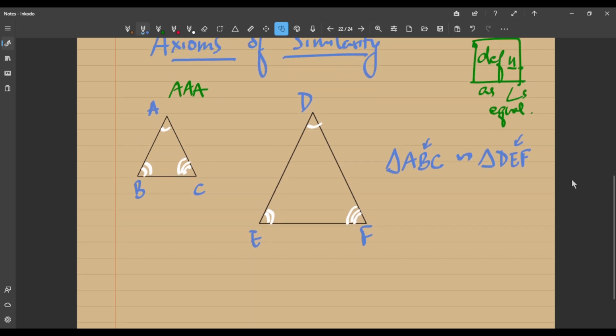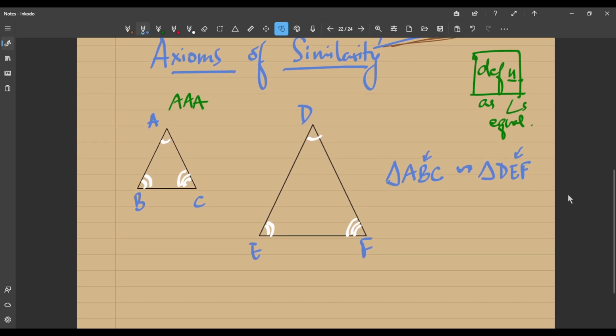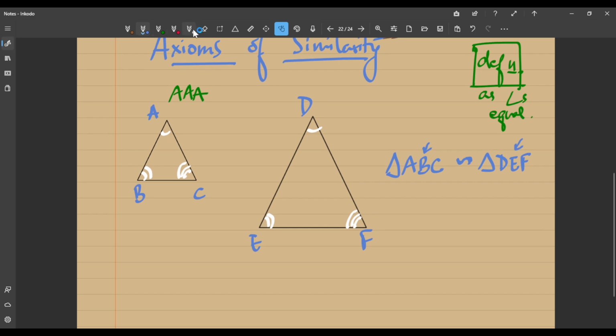And is it actually necessary to check all the three angles? Because we know that this is the basic minimum criteria for similarity. Can we reduce it even further? So do we have to check all the three angles if they are equal? What if I wasn't given this? I wasn't given that angle C is equal to angle F. Can I still say this? Can I conclude it from the information given?